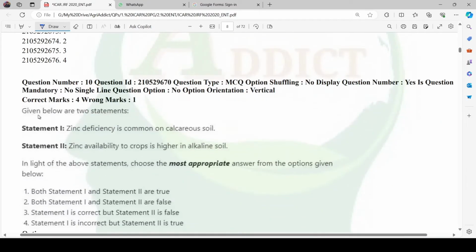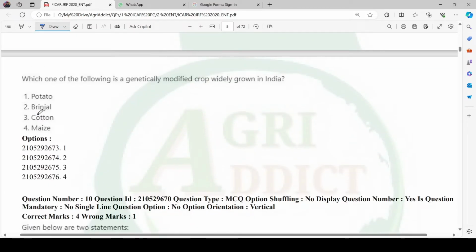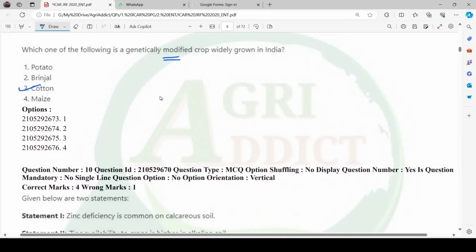Now next question, question number 9. Which one of the following is a genetically modified crop widely grown in India? It's a very simple question. The BT cotton, or you can say the genetically modified cotton plant, is most widely grown in our country. But there are restrictions on brinjal and other crops like BT brinjal. Some people thought it is allergic, it has several other reactions. So that's why those are not that much cultivated. But cotton is hugely cultivated in Maharashtra, Gujarat, etc.